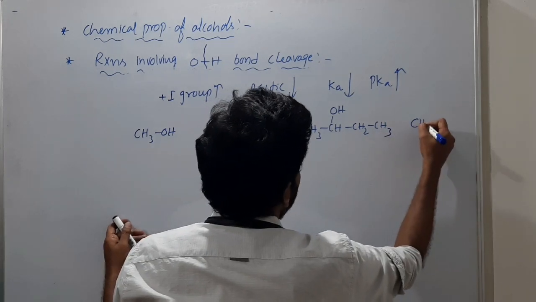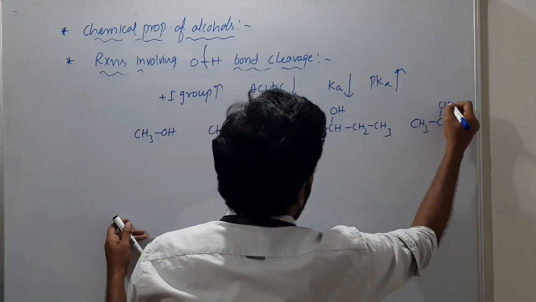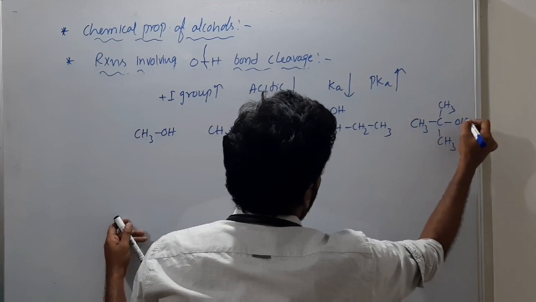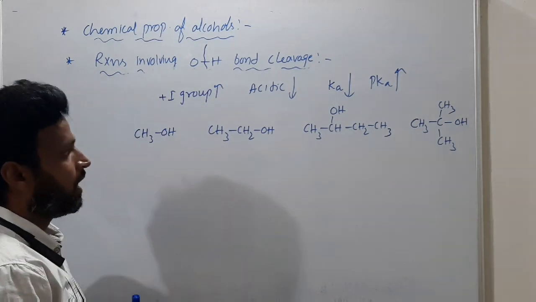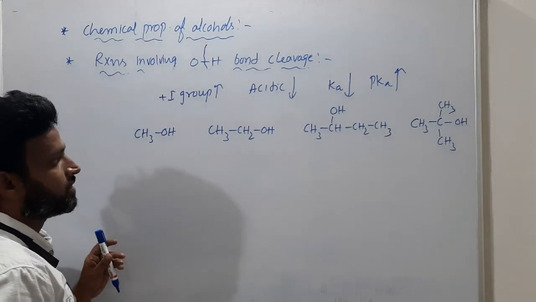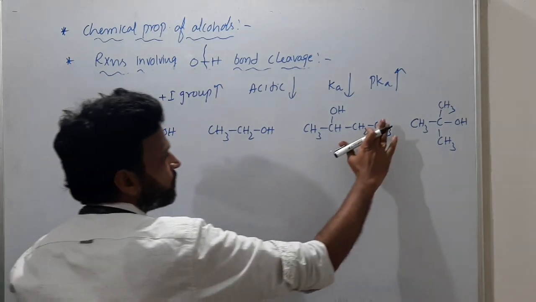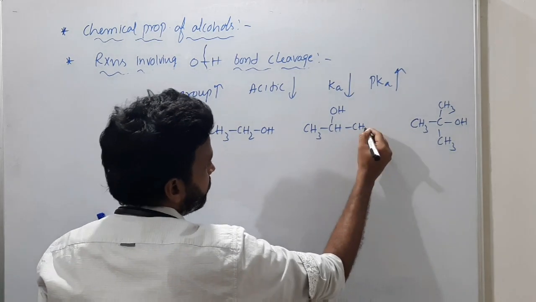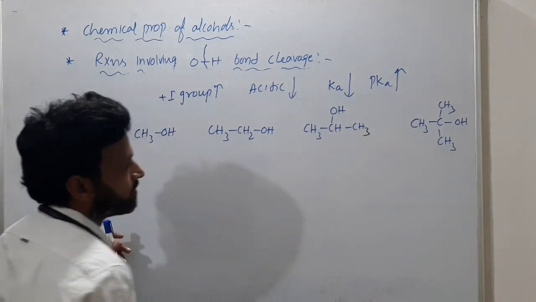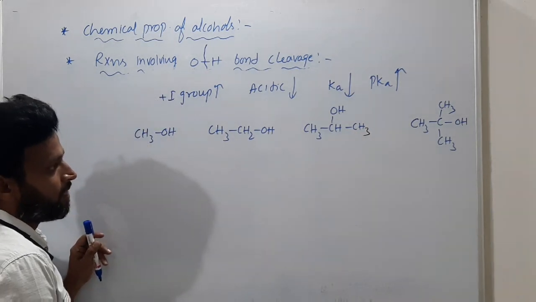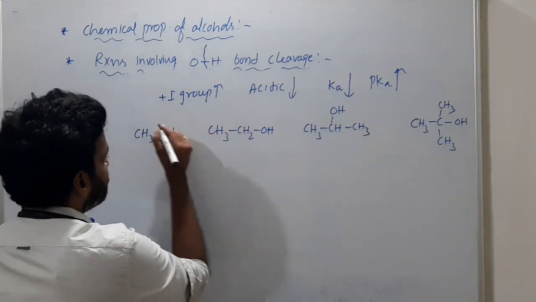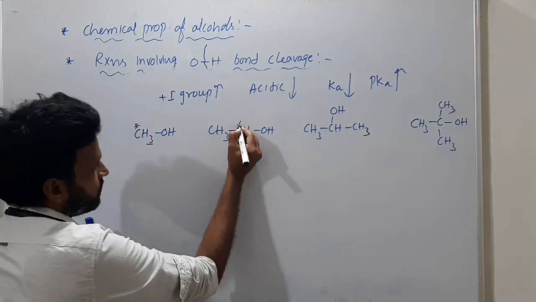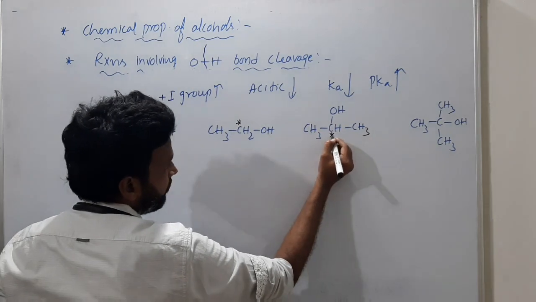CH3, CH3C, CH3 and CH3 and OH, I have. So among these, which is more acidic? Suppose you take 3 carbons, it's not a problem; 2 carbons, 2 sides, not a problem. Now you see, this is the carbon, methanol you have. This carbon has 3 hydrogens.